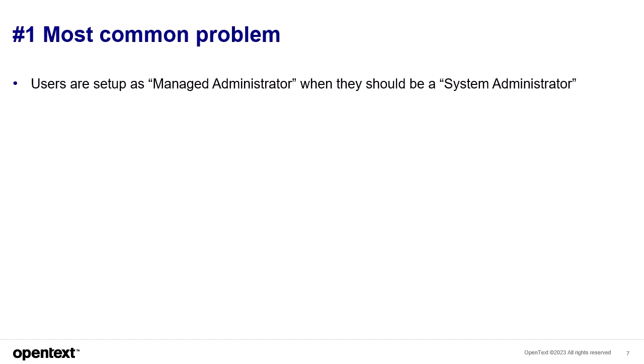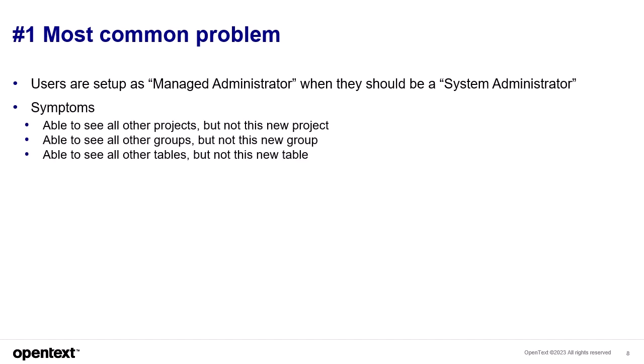When working with administrators, easily the number one most common problem we see is that the administrator is set up as a managed administrator when they should be set up as a system administrator. Usually, this shows itself because the administrator can see all other projects and groups and tables, but they cannot see a new project, group, or table. If an administrator normally sees all items and should not be limited to specific items, then that administrator should be a system administrator rather than a managed administrator.